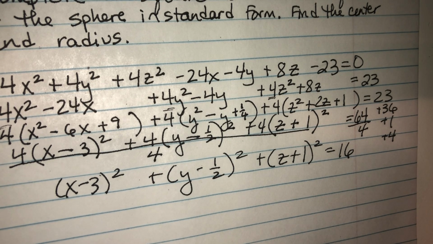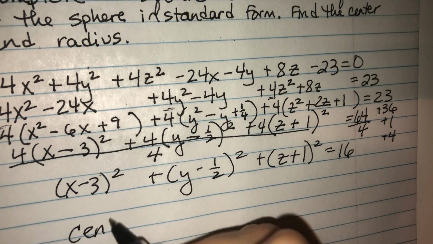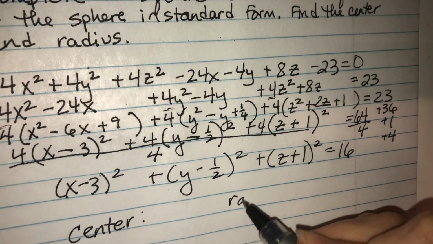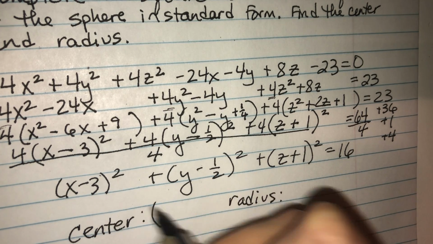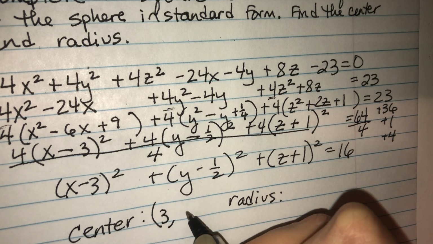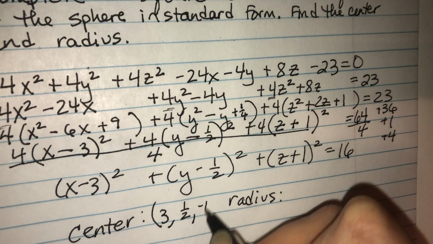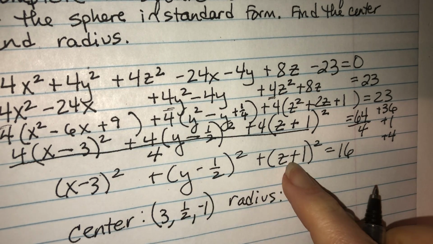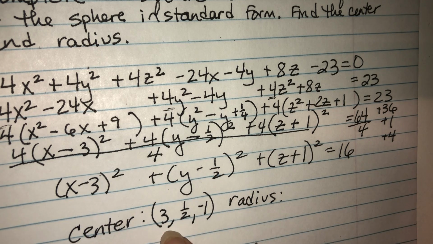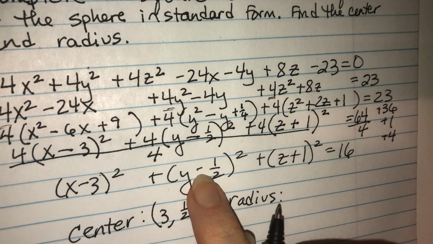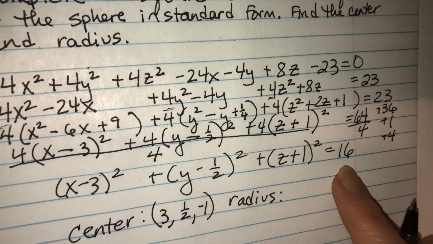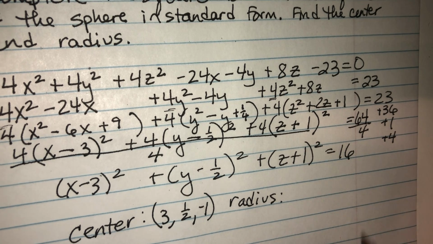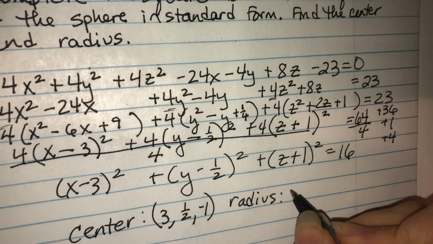That's the first part of the answer. Then we also were supposed to identify the center and the radius. So the center is going to be 3, 1/2, -1. Remember, there's a minus in the formula, so the sign is opposite of whatever you see in the middle. And now the radius is the square root of this that the equation is equal to, because 16 is r squared. So the radius would be the square root of 16, which is 4.